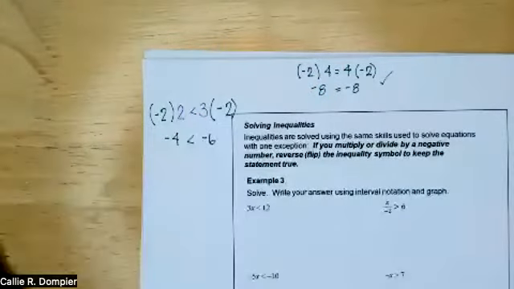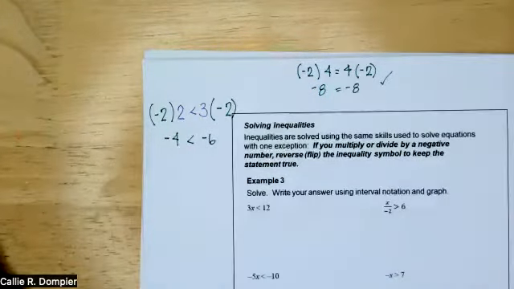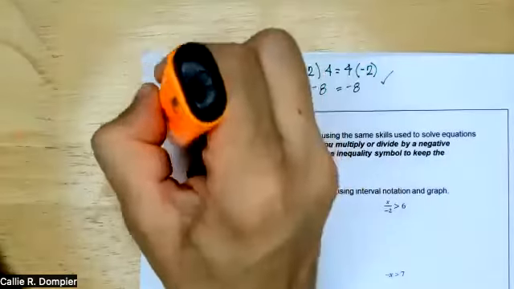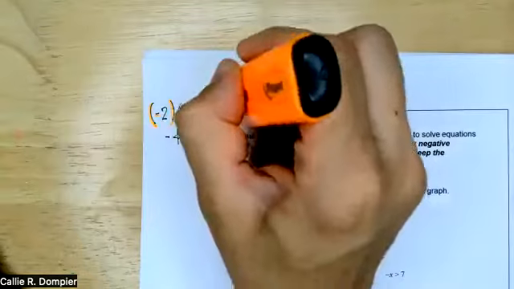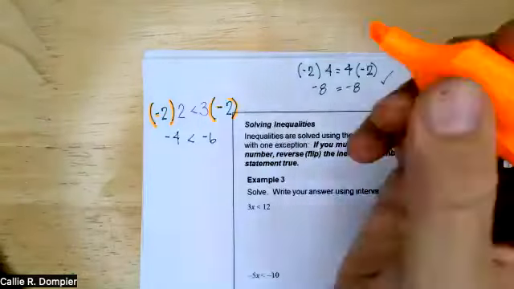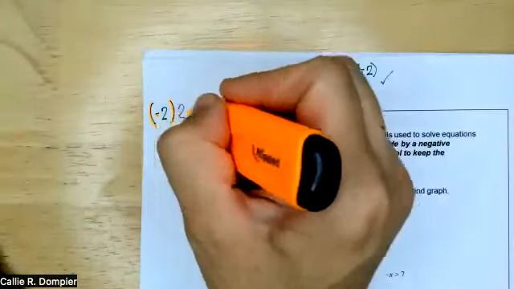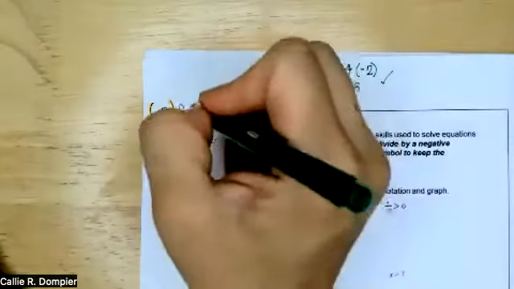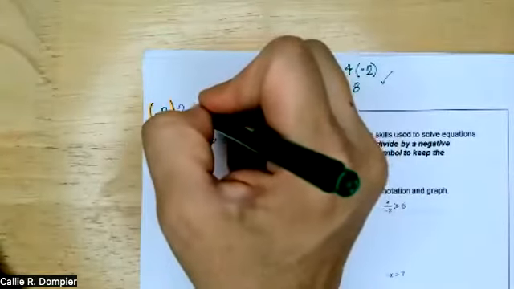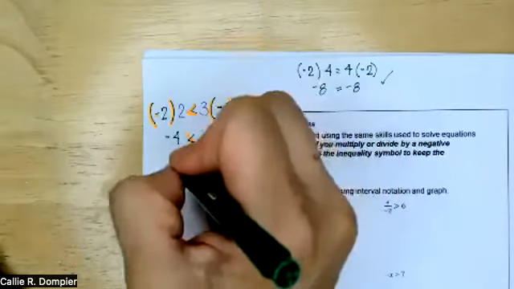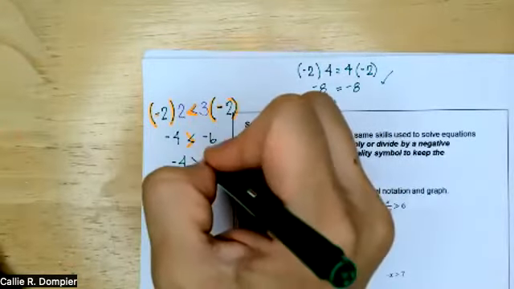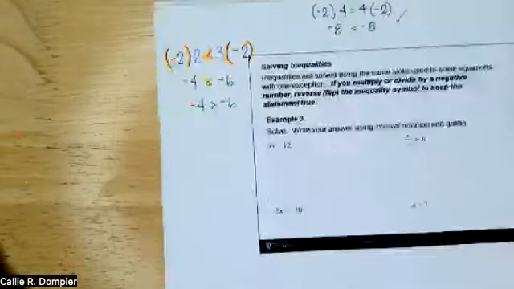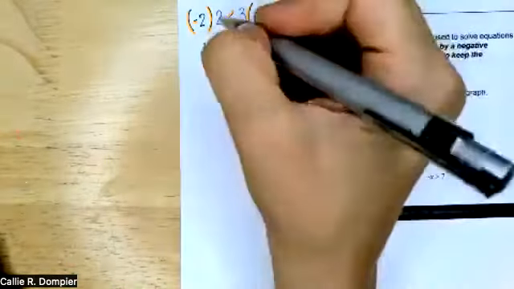It's no longer true. It's only true if every time you multiply or divide by a negative, you flip the sign. Okay, so instead of 2 is less than 3, we have -4 is greater than -6. We flipped the sign. That is why, okay? But it's okay if these are negative.